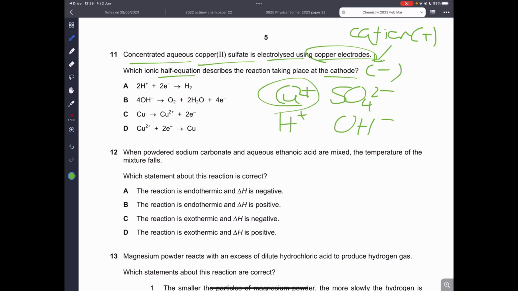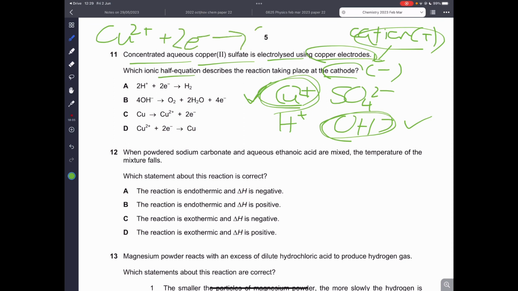And remember, copper is below hydrogen in the reactivity series, so it's going to get selectively discharged. And remember, SO4 2 minus, the sulfate ions, nitrate ions never get discharged. And therefore, the hydroxide ion is going to get discharged. Now remember, it's at the cathode, so we have to find the positively charged ion, which is the cation. So the copper 2 plus is going to gain 2 electrons and it's going to turn back into copper solid at the cathode. So which equation is that? It is D. So D is the correct answer.